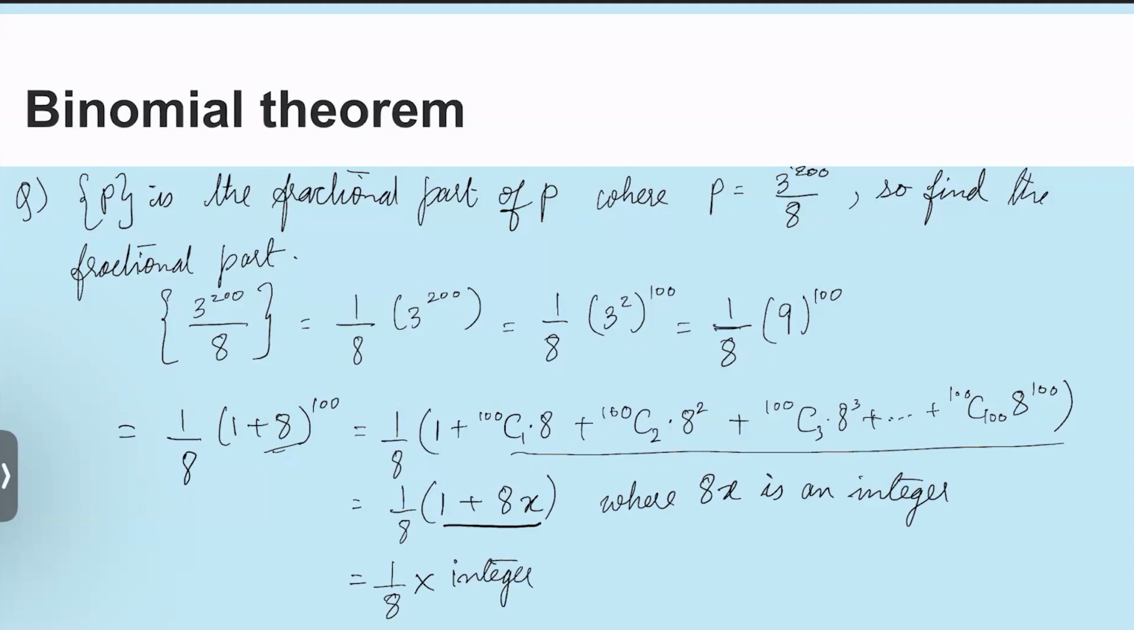Okay, so now we know that this is the fractional part. So this is then equal to, your P, or your fractional part of 3 raised to 200 by 8, is actually equal to 1 by 8. Okay, so this is how you can find it, if you are asked questions in terms of finding the fractional part. Okay, so let's do another sum.